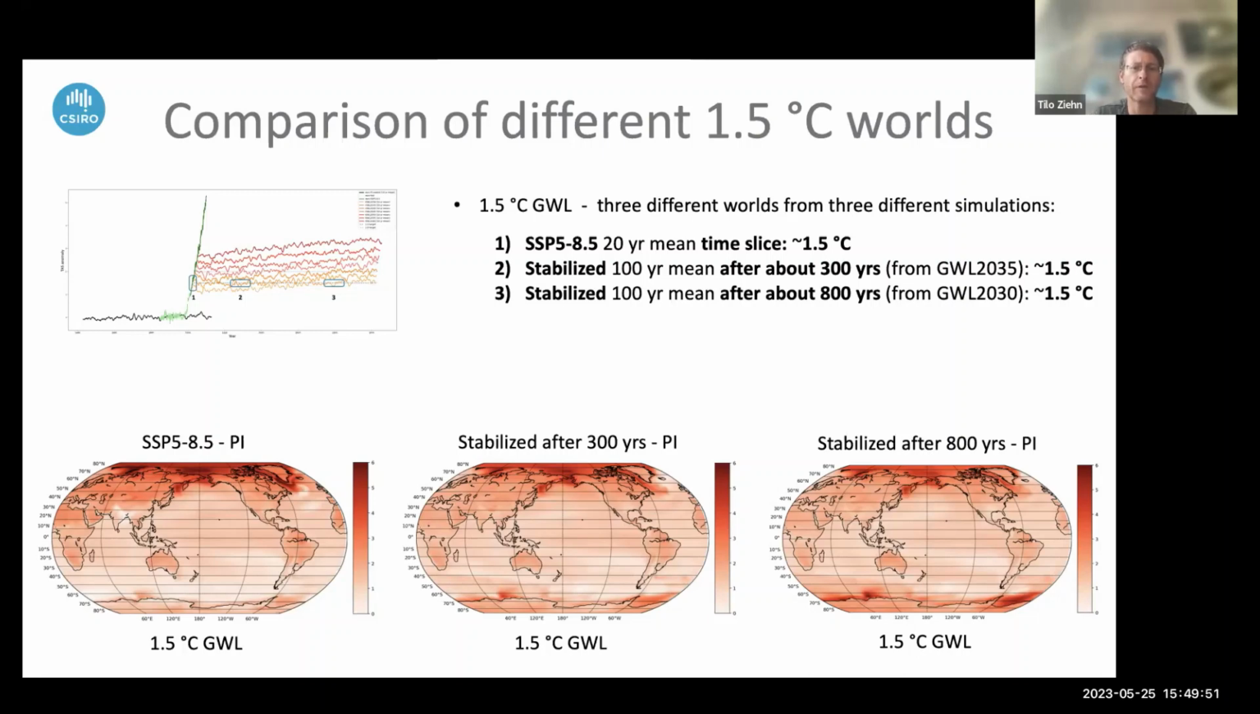And in the plots at the bottom, you can see that although these are all 1.5 degree warming worlds, the regional temperatures look very different. So the temperature pattern is shown here as the difference or anomaly from the PI control run. And you can see that in the time slice from SSP-585, we have a strong warming mainly over the Arctic. And in contrast, in the stabilized runs, we see an increase in temperature over the Southern Ocean and a reduced warming over the Arctic.